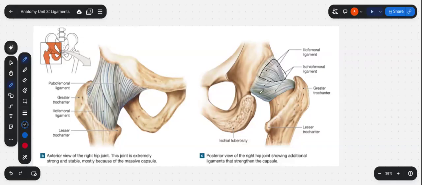The ischiofemoral ligament is mostly just this one over here, because you also have your pubofemoral ligament, which is a little bit more deep to all of that. So the pubofemoral ligament is better seen on this side, and it would be this big ligament over there.